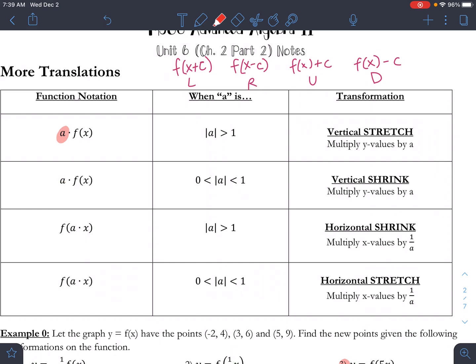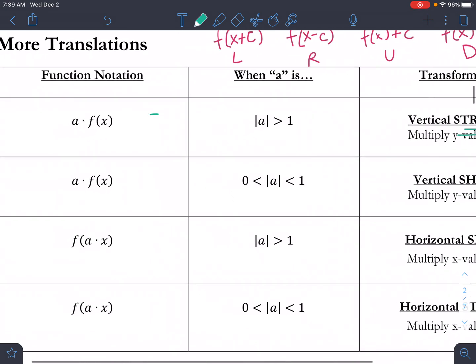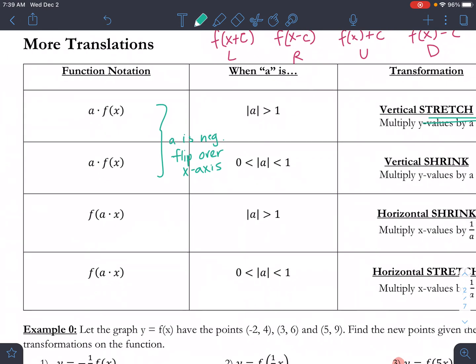Okay, so something is multiplied in front. If the absolute value of a is greater than 1, it's a vertical stretch. One note here in general, if a is negative, you flip over the x-axis, or all the y's are multiplied by -1.